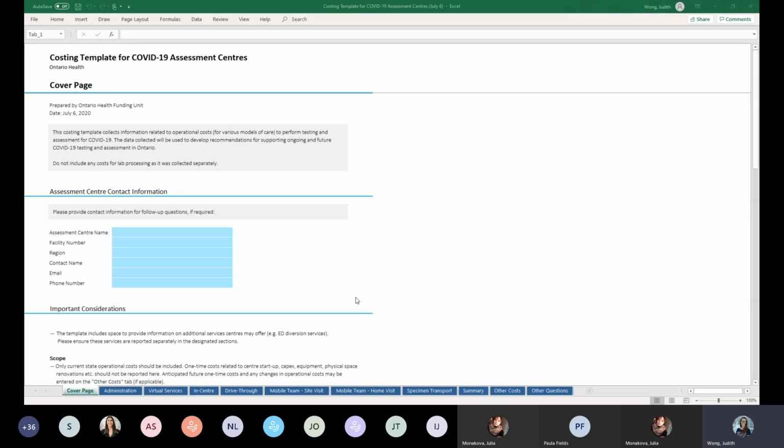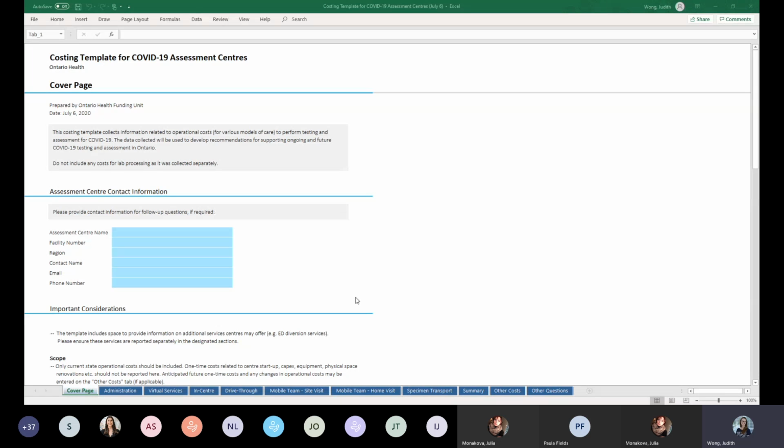And that's going to be quite a task. So I really want to thank you in advance for the time that you're going to be spending filling out this template. It's not an easy template. It's quite extensive. We've tried to make it as simple as possible, but the challenge for us is trying to make the template relatively simple while still allowing for space to capture the unique features of each assessment center.